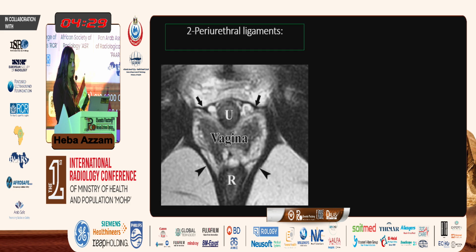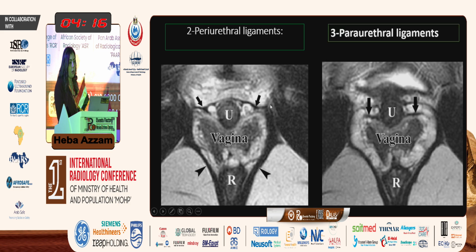The periurethral ligament is a transversely oriented ligament anterior to the urethra at the level of the urethrovesical junction, as we can see here by the black arrows, this one. And the paraurethral ligament is an obliquely oriented ligament that extends from the middle of the urethra to be inserted in the periurethral ligament. This is the site of its insertion in the periurethral ligament.